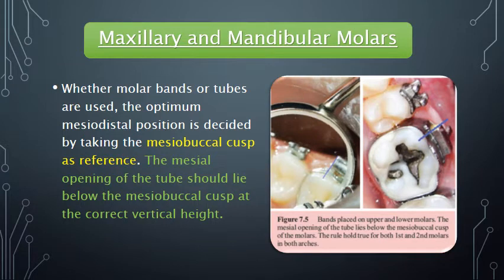Maxillary and mandibular molars. Whether molar bands or tubes are used, the optimum mesiodistal position is decided by taking the mesiobuccal cusp as a reference. The mesial opening of the tube should lie below the mesiobuccal cusp at the correct vertical height.